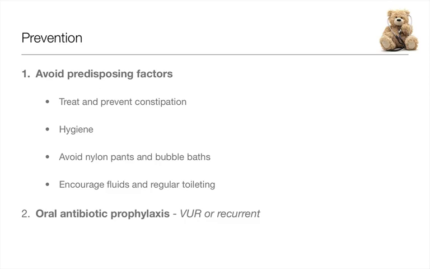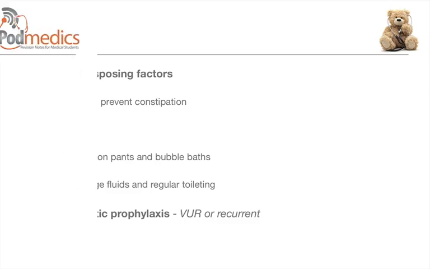So just a little bit about preventing UTIs. You need to avoid the predisposing factors, such as treat and prevent constipation, hygiene, avoiding nylon pants and bubble baths, and encourage plenty of fluids and regular toileting. Oral antibiotic prophylaxis, such as nitrofurantoin, is only if they've got VUR or recurrent UTIs.